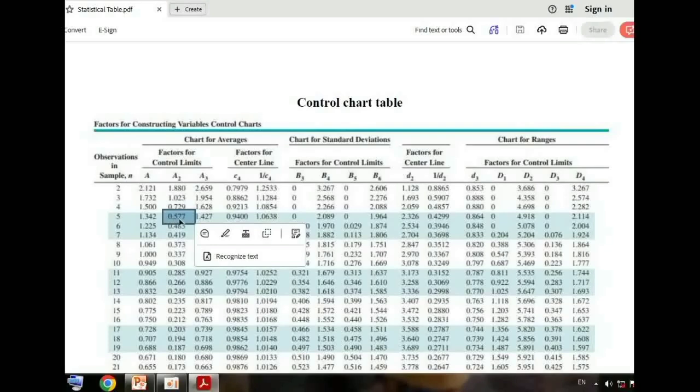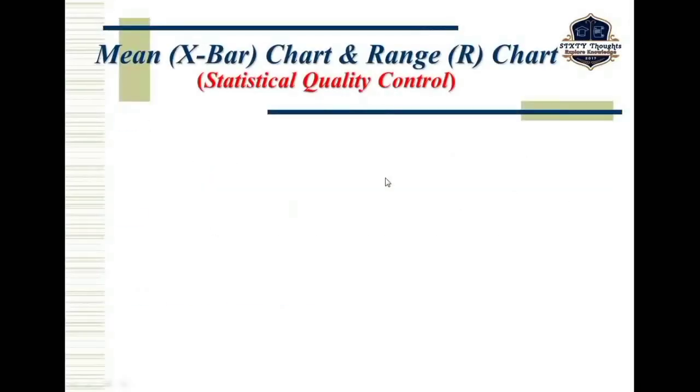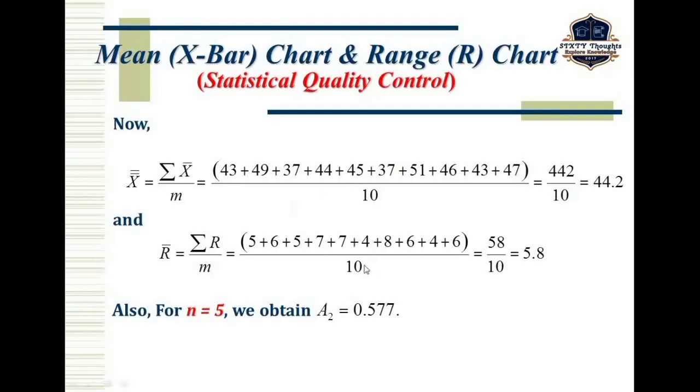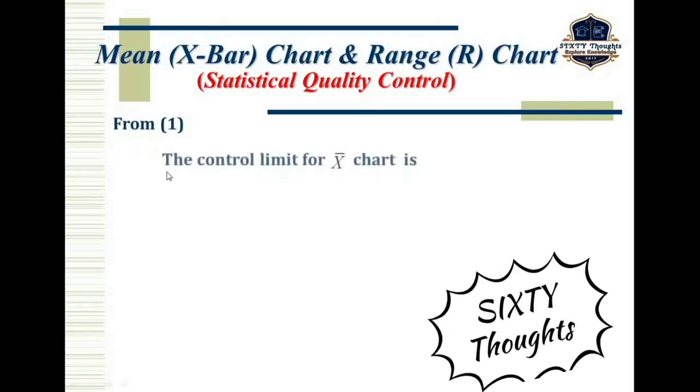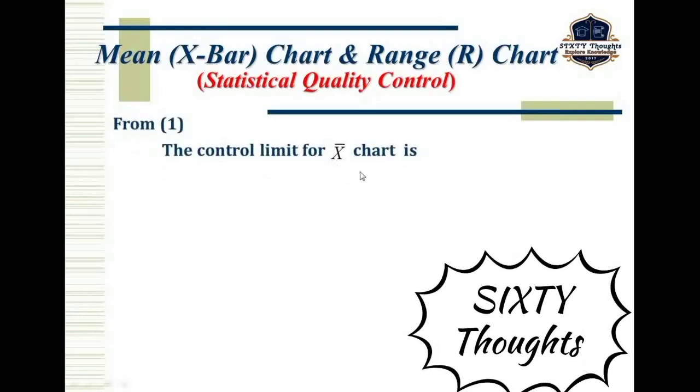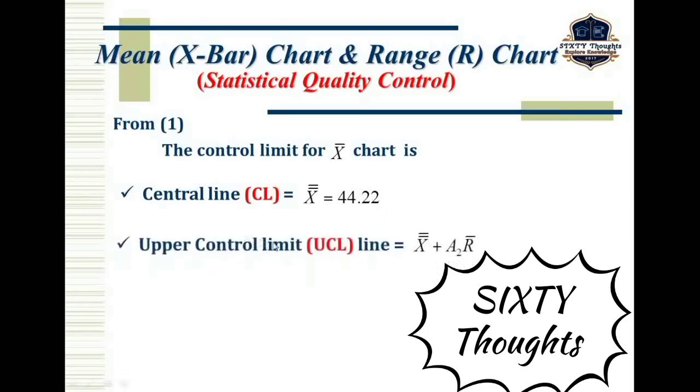Okay, so using this we are going to find three horizontal line values, right? Using these three values we are going to find the central line, upper control limit and lower control limit values. From equation 1, the control limit for the X bar chart is: central line, that is X double bar value, is 44.22.